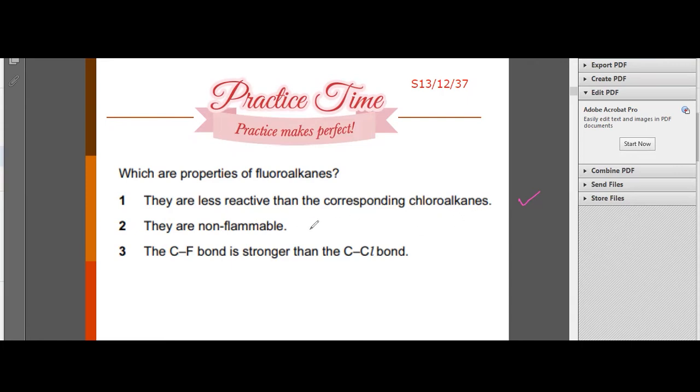They are non-flammable. Yes, it is true. Why? Because this molecule is unreactive and they are non-flammable. The C-F bond is stronger. Yes, it is true. So A is the answer.